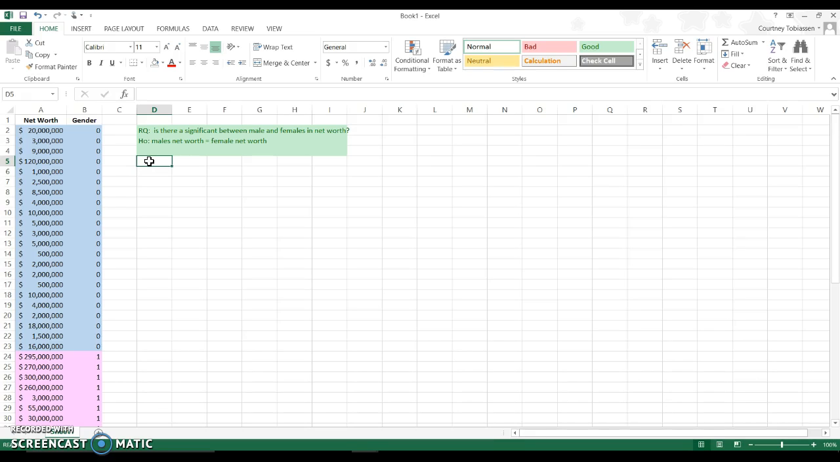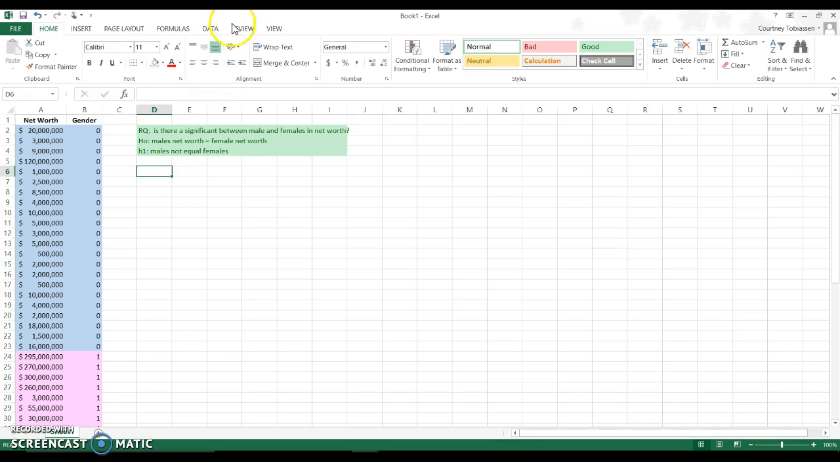So my null hypothesis is that male net worth and female net worth are essentially the same. My alternative is that they are not equal. It doesn't say anything about more or less, greater than, or increase or decrease. I just want to say males are not equal to females. So I have a non-directional alternative hypothesis, meaning we have two tails.